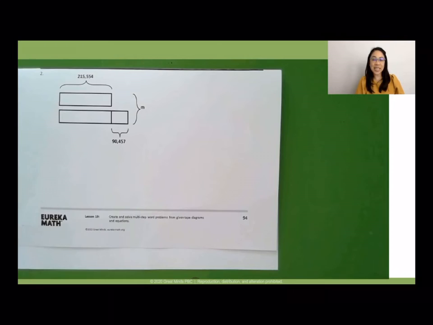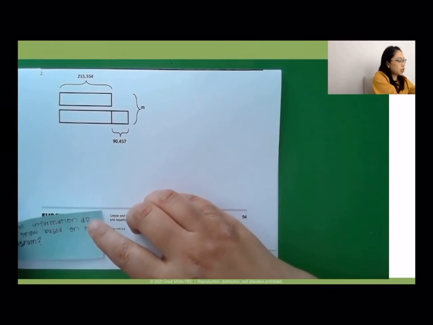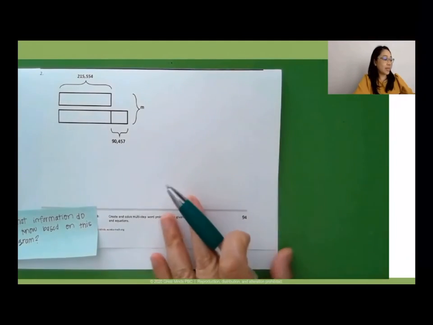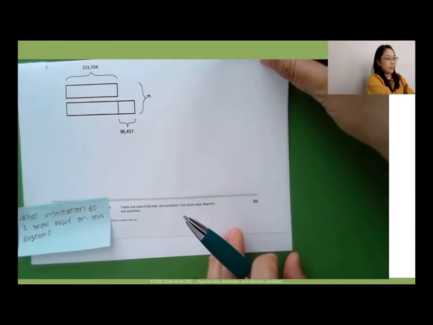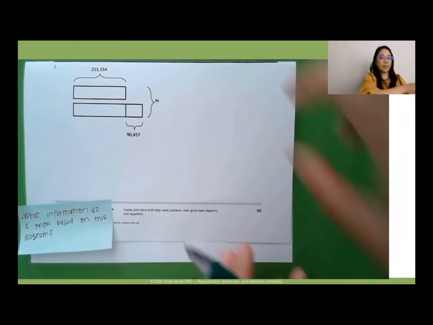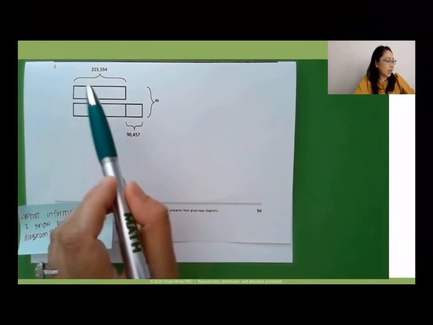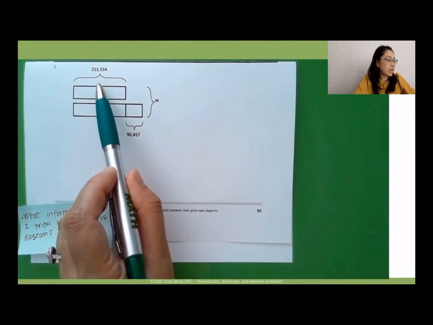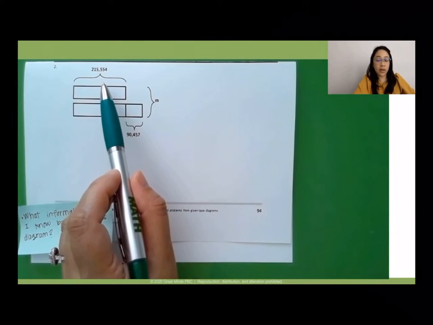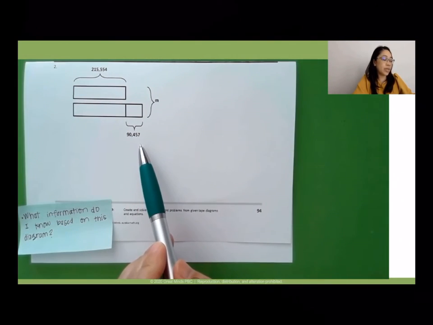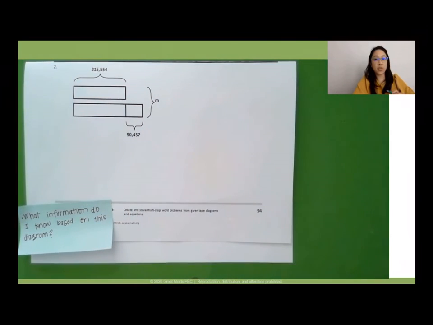Here is our second tape diagram. Take a moment now to analyze it, and as you do, ask the following question. What information do I know based on this diagram? We can see that the first tape equals 215,554. We can also see that the second one is 90,457 more than the first one.